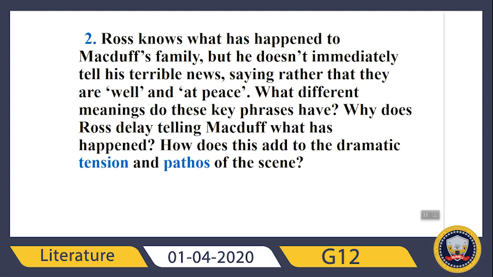Ross knows what has happened to Macduff's family, right? But he doesn't immediately tell his terrible news, saying rather that the family are well and at peace. Very interesting wording, right? So what different meanings do these key phrases have? When Macduff is asking how's my family, the answer is well and at peace. But why does Ross delay telling Macduff what has happened, and how does this add to the dramatic tension and pathos of this scene?